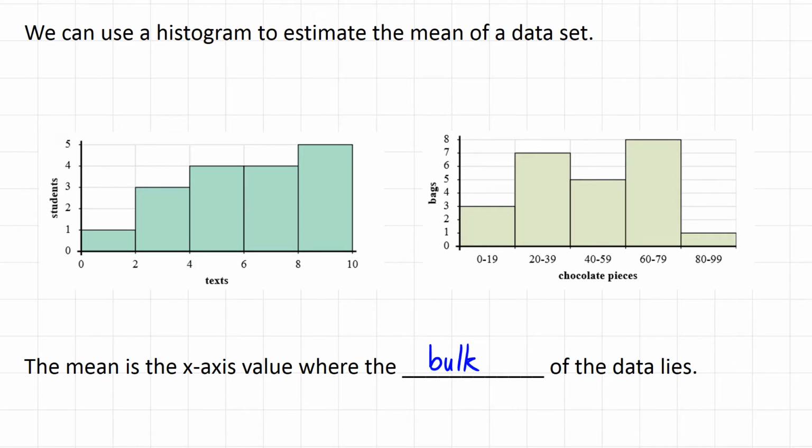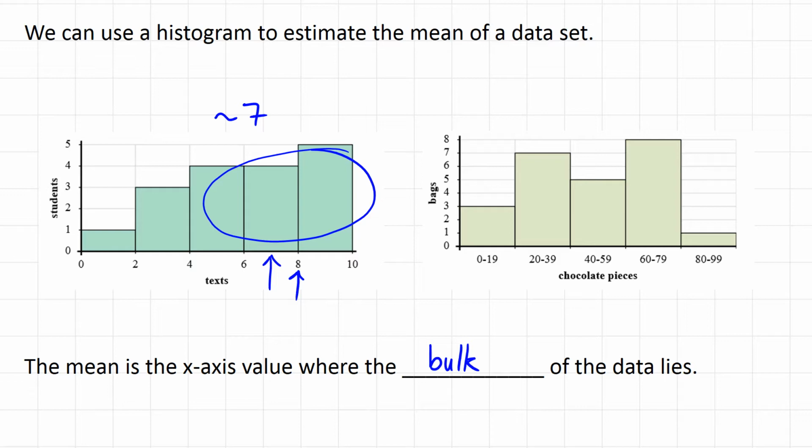So let's look at these two examples here. Where does the bulk of the data lie in the left-hand one? Well, it's certainly to the right. It's somewhere over here. And if we wanted to go in the middle of that group of data, I'd say we're probably somewhere around 7 or 8. So you could say that the mean is about, let's go with 7. Just because there's a lot of data points to the left of 8, I think that the mean is going to get pulled a little to the left.